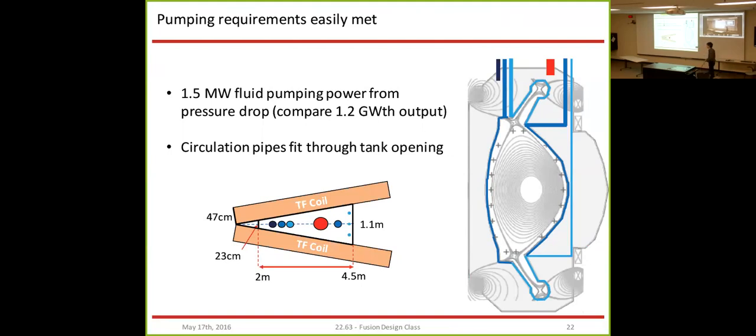Additionally, to give you a sense, the circulation pipes, which bring the FLIBE to the cooling channels, easily fit through the tank openings between the TF coils. And these medium-sized pipes that you see on the left there, to give you a sense of how big they are, are 16 centimeters in diameter. And the big one there is 34 centimeters in diameter, so a little over a foot.